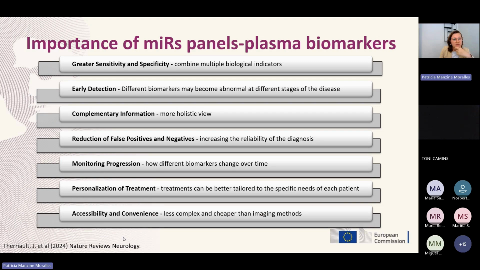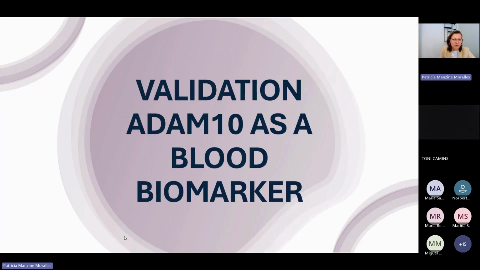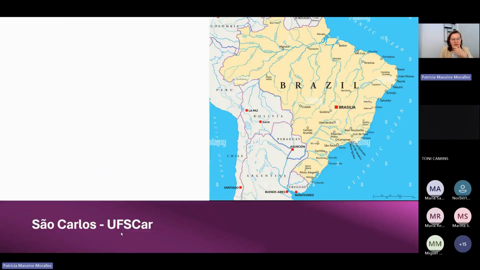And finally, accessibility and convenience, as looking for this kind of biomarkers is less complex and cheaper than looking for imaging methods, for example. Therefore, the current literature indicates the need for panel studies and panels of biomarkers. Building on the previous small-sample studies that we performed in Brazil, now we are trying to expand this analysis to a larger population. So we are trying to validate this protein as a blood biomarker in a large population.